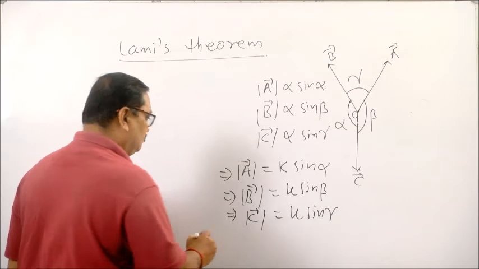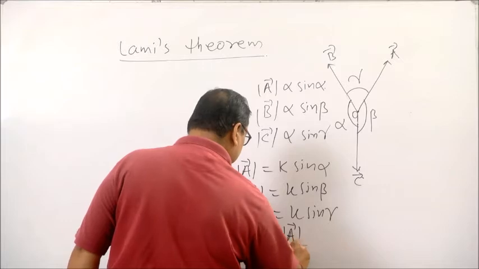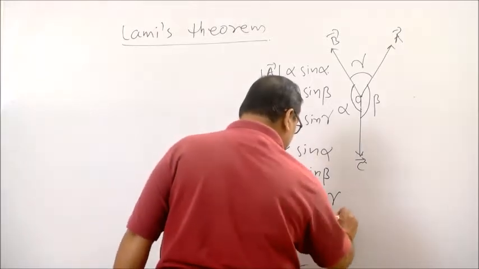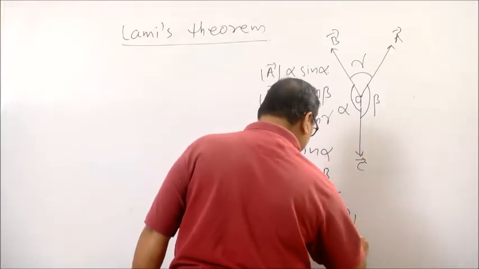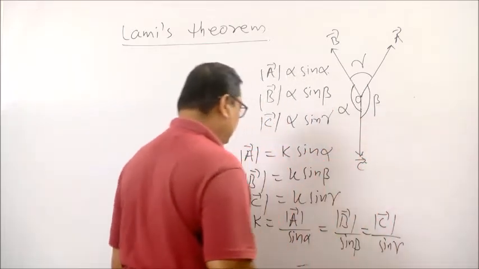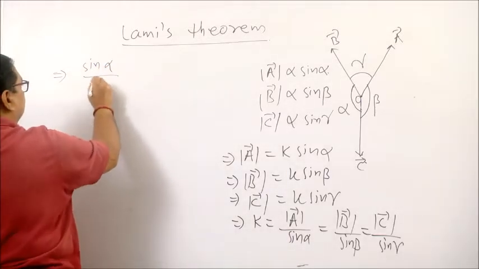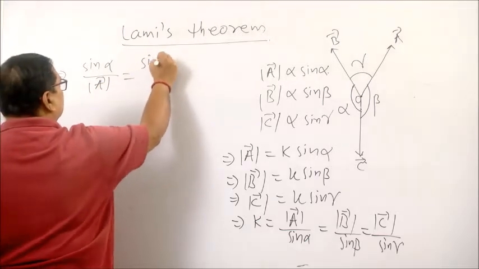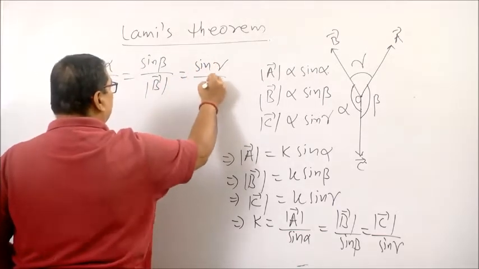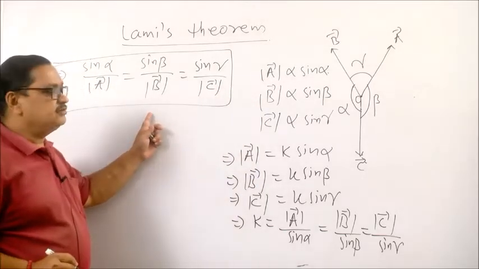Okay. Now you find k equal to modulus A by sin alpha. Here k equals modulus B by sin beta equals modulus C by sin gamma. Implied, sin alpha by modulus A equals sin beta by modulus B equals sin gamma by modulus C. This is the mathematical representation of Lami's theorem.